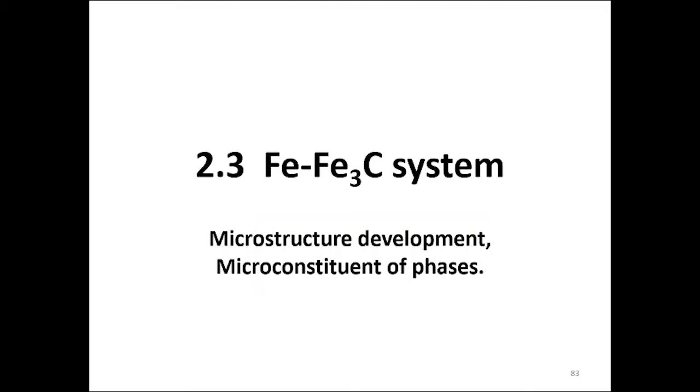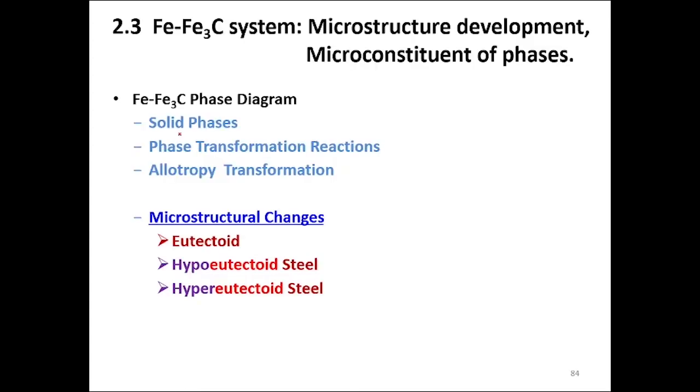Assalamualaikum and good day. In this video, we are going to look at the iron-iron carbide system, also known as the iron-carbon phase diagram. In the iron-iron carbide phase diagram, we are going to look at the several solid phases involved, phase transformation reactions, and allotropy transformation. Other than that, we are also going to look at microstructural changes on eutectoid, hypoeutectoid steel, and hypereutectoid steel.